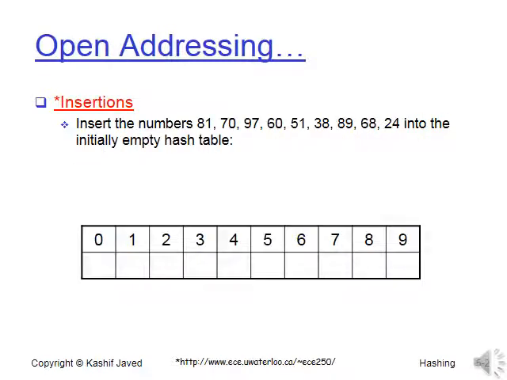Let's pick an example where we will insert the numbers 81, 70, 97, 60, 51, 38, 89, 68, and 24 into the initially empty hash table, where the hash table size m equals 10. Now, the size of the hash table is not a prime number; it is picked just for demonstration.